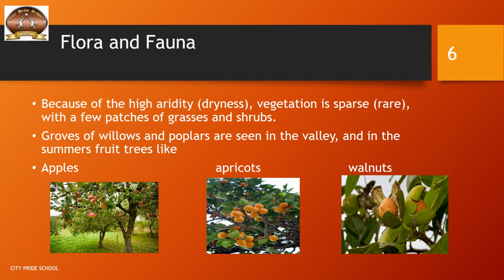Now, obviously, as I told, people are living here, but due to the high aridity the vegetation is very sparse, or you can say rare, but a few patches of grass and shrubs are found for animals to graze. The groves of willows and poplars are seen in the valleys. During summers, fruits such as apples, apricots, and walnuts bloom here. This was about flora, or the plants that grow.